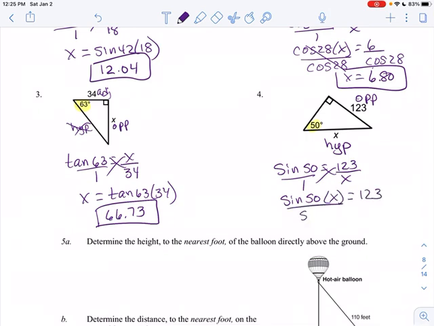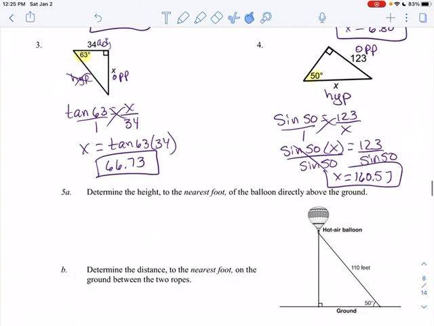So this is the one that's going to take an extra step. I have to divide by sine of 50. So in your calculator, you're going to do 123 divided by sine of 50. 123 divided by sine of 50. And you're going to get, make sure you round it to the nearest hundredth, 160.57. Okay, and then we got one more problem left.